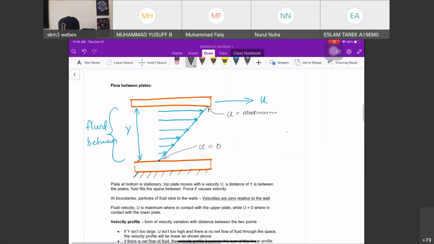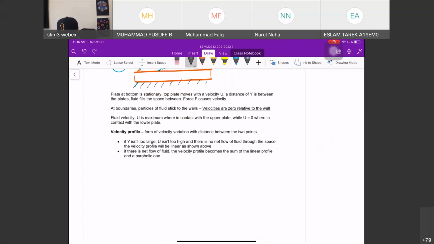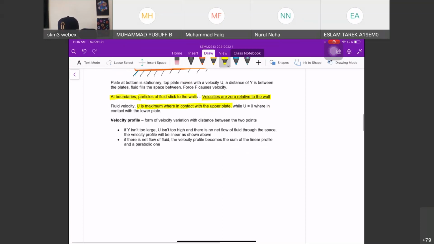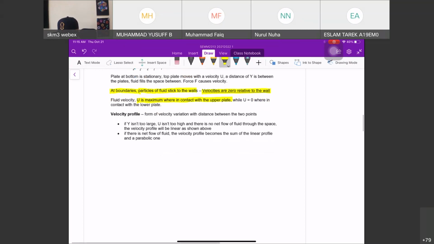Alright. So, from here, you can see the most important point that I will highlight. At the boundary, the fluid particles stick to the wall. That is why the fluid velocity relative to the wall is 0. While for the top plate, U is maximum where it is in contact with the upper plate.